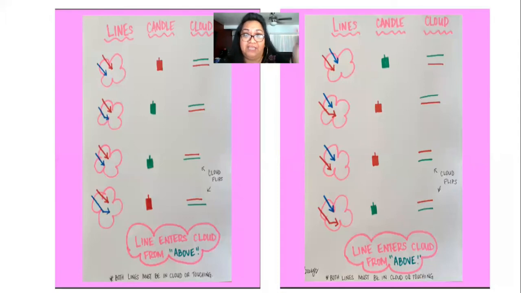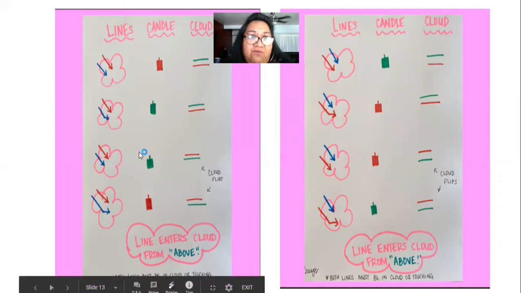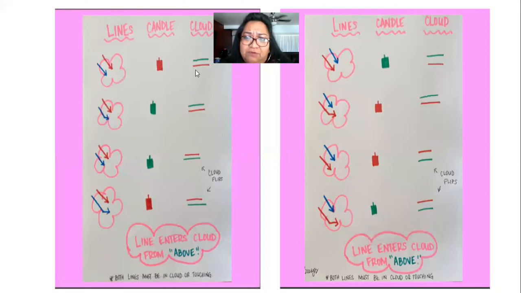Now we're going to talk about the lines entering into the cloud from above the cloud. So it says line enters cloud from above. Okay, red and blue have to be in the cloud, you all. This one is blue above red, red above blue, blue above red. It has to be in the cloud, or even if it's touching the cloud, it's the same thing as being in the cloud. All right, so red above blue in the cloud, you get a red candle, and the cloud is green above red. Okay, if the blue is above the red, you're going to get a green candle, opposite. Y'all see that? Cloud's still the same, green above red.